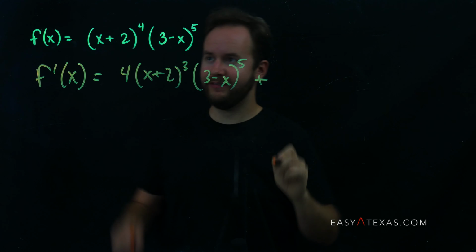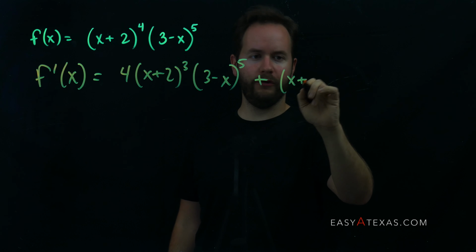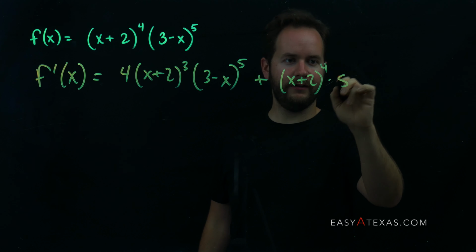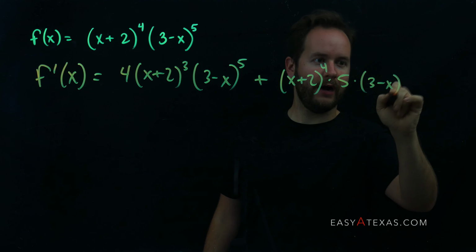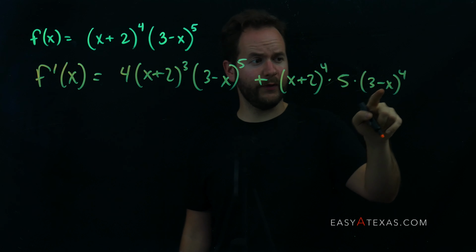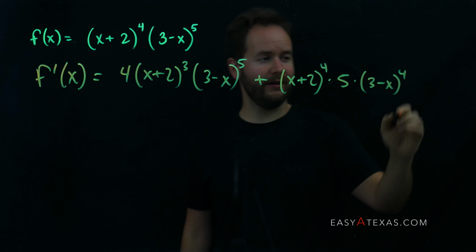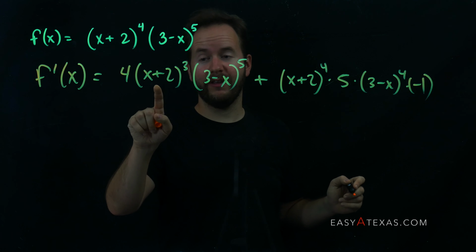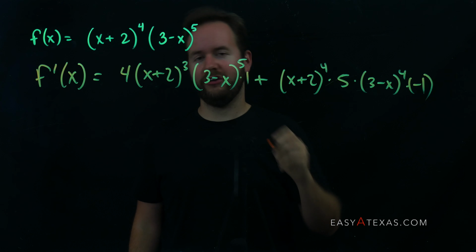Now I'm going to say plus, this time I'm going to leave the (x plus 2) to the fourth alone, and I'm going to take the derivative of (3 minus x) to the fifth. That 5 will come down in front, and I'll make the new power 4. Now, don't forget, you must take the derivative of the inside function. The derivative of 3 minus x is negative 1. The reason I didn't really have to do that over here for this function is that the derivative of the inside function was 1, and that doesn't change the value of the function.